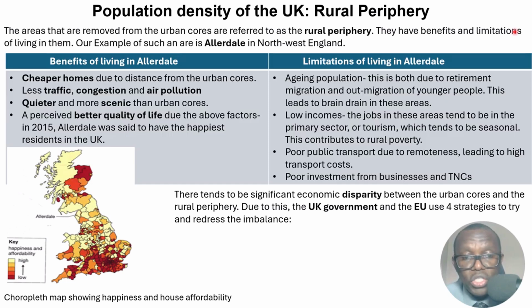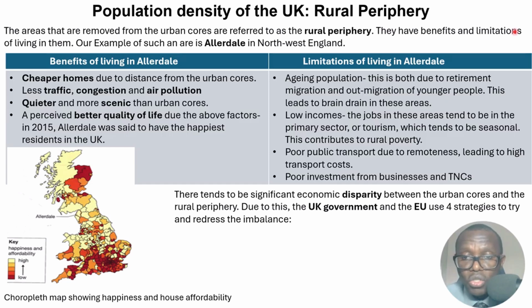Now the first one is cheaper homes due to the distance from the urban core. Because there is less economic activity in Allerdale, the cost of homes is going to be lower because there is less demand for them. Then there is also less traffic, congestion, and air pollution. And Allerdale is a lot quieter and more scenic than the urban cores. There is also a perceived better quality of life, and it's due to the above factors that in 2015 Allerdale was said to have the happiest residents in the UK.